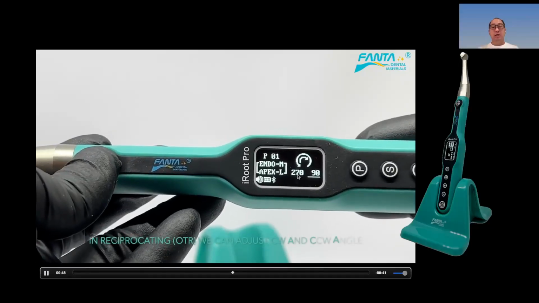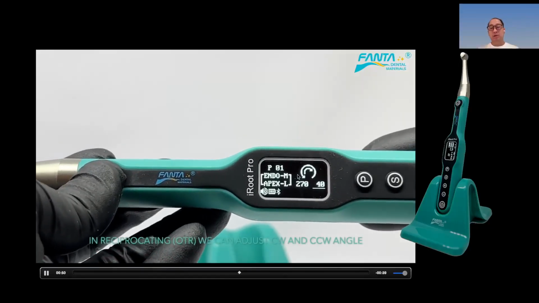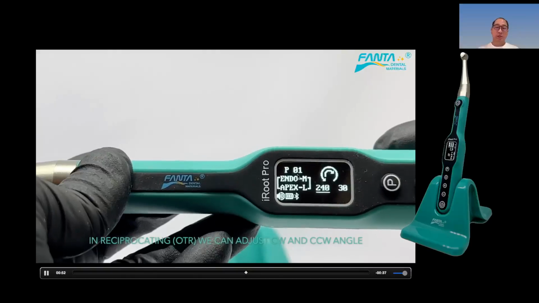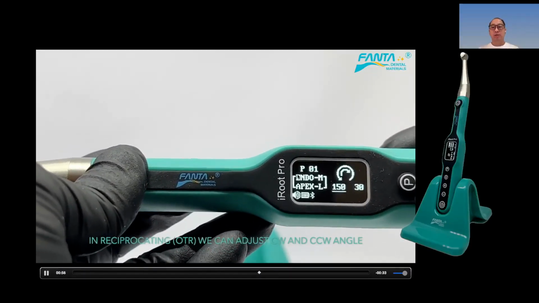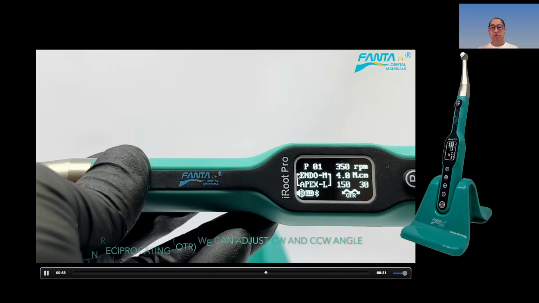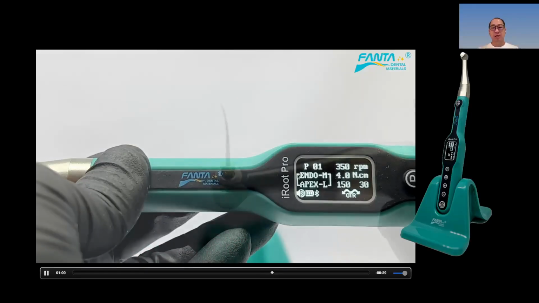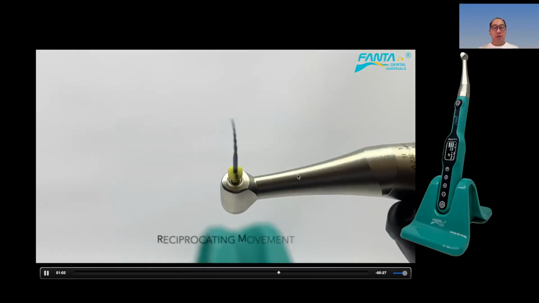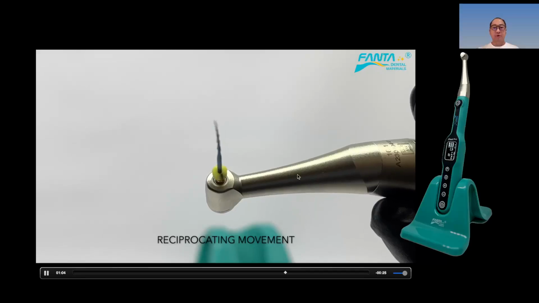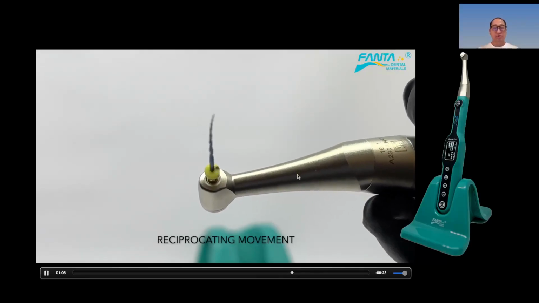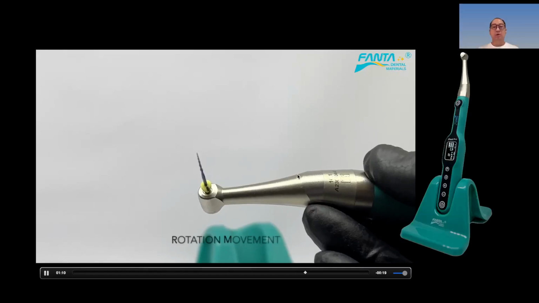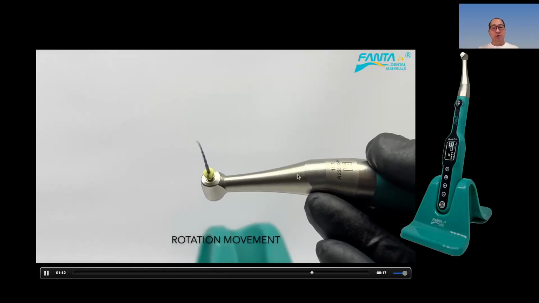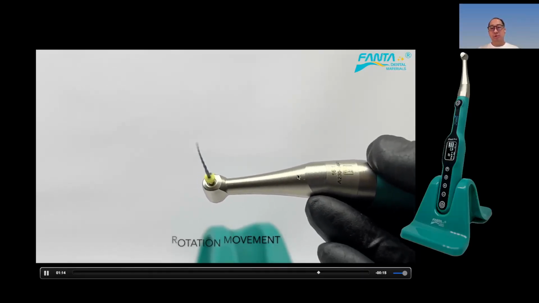reciprocating file. You can adjust the degrees of clockwise and counterclockwise, since not all reciprocating systems have the same angle. So you can set the specific angle of your reciprocating system. For example, this is the reciprocation movement, where I set 30 degrees counterclockwise and 150 degrees clockwise, and this is the rotation movement.